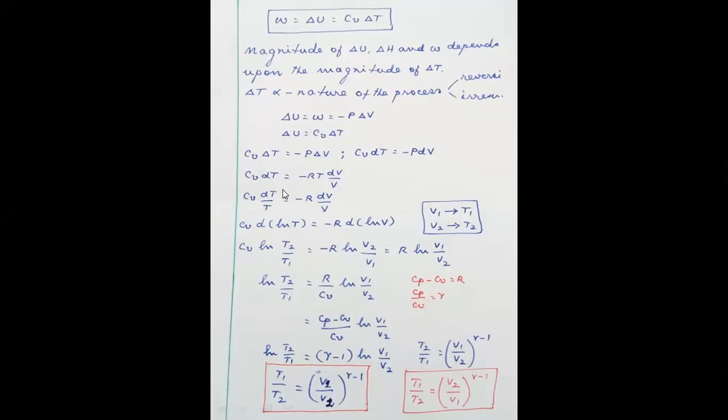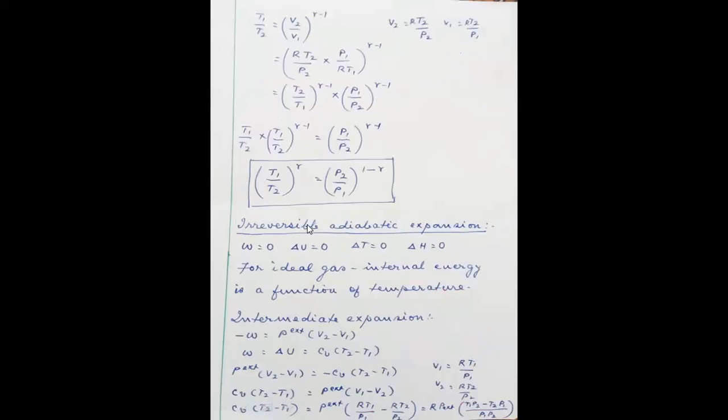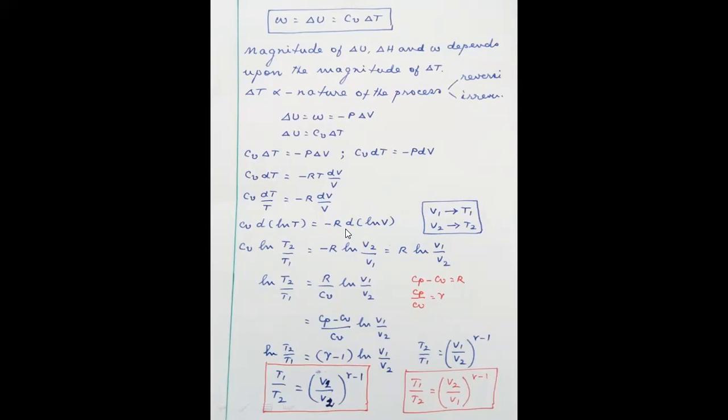So this particular part can be written as Cv d ln T, 1 by T. On integration, it becomes ln T. On the right hand side, minus R differential of ln V, 1 by V becomes ln V. ln means natural logarithm. When you integrate both sides, this is what you are getting. Cv d ln T is equal to minus R d ln V.